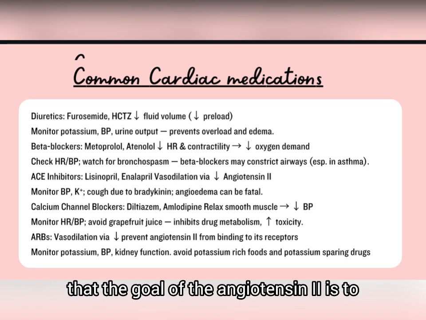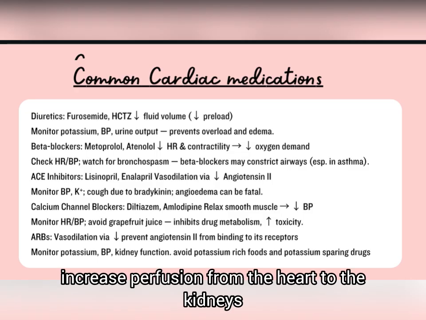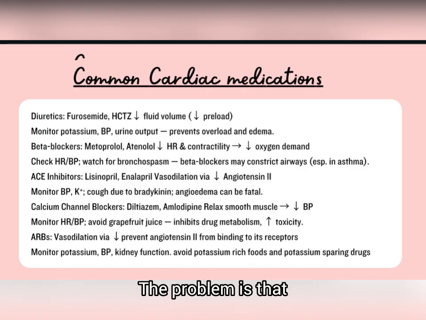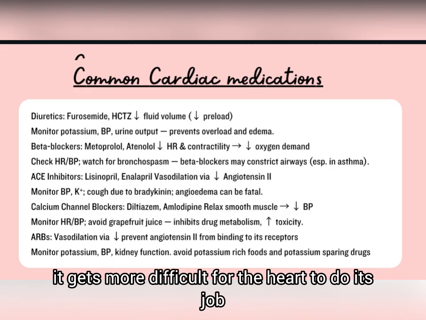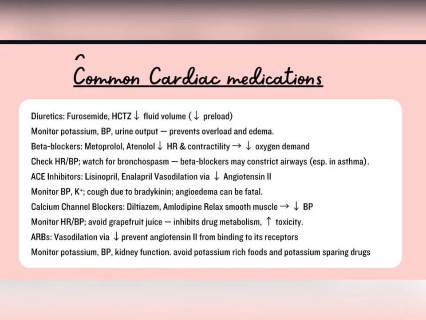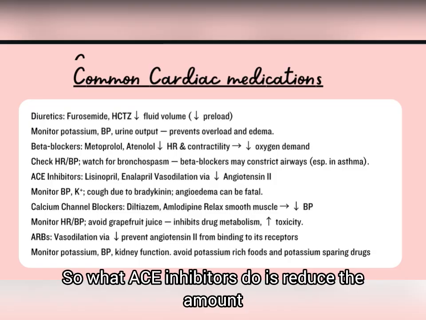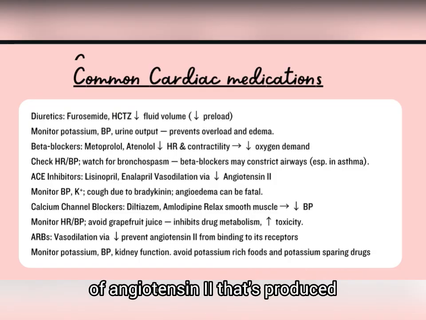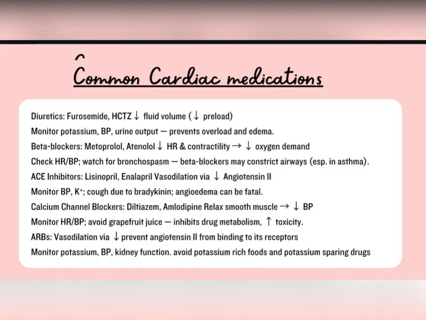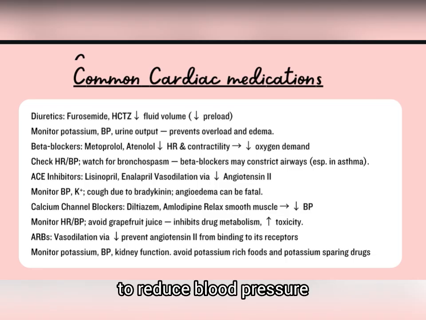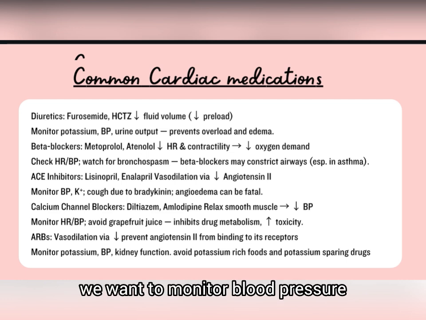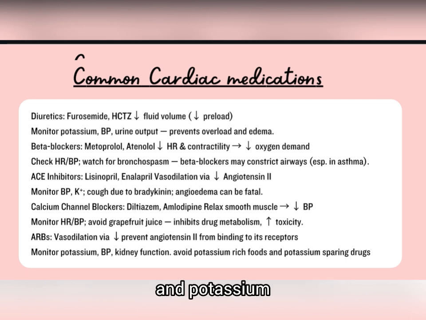So the goal of the angiotensin 2 is to increase perfusion from the heart to the kidneys. The problem is that if the heart is in heart failure and the kidneys start to produce this angiotensin 2, it gets more difficult for the heart to do its job. So, what ACE inhibitors do is reduce the amount of angiotensin 2 that's produced and therefore cause vasodilation to reduce blood pressure. For patients taking ACE inhibitors, we want to monitor blood pressure and potassium.